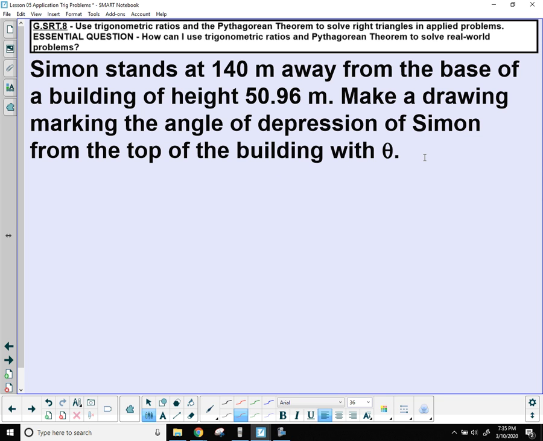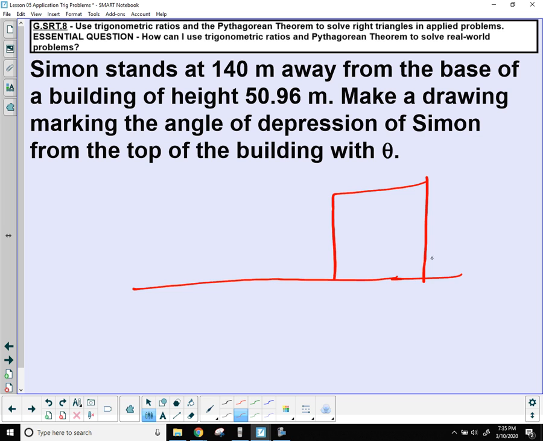So let's draw. Ooh, that is not okay. Let's draw ground. Okay, we got a building. A pretty good looking building here. No windows, no doors. Perfect building. Simon stands 140. Yeah, I am so going home. This thing is barely working. Because like I said, I got my computer working. And if I go home and it doesn't work, I'm going to lose my mind. Okay, from the base of a building, we got a height of 50.96 meters.